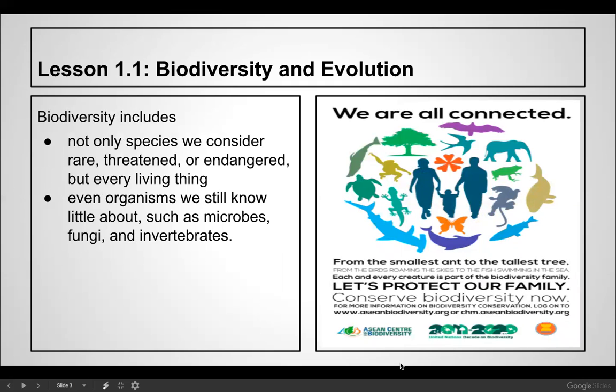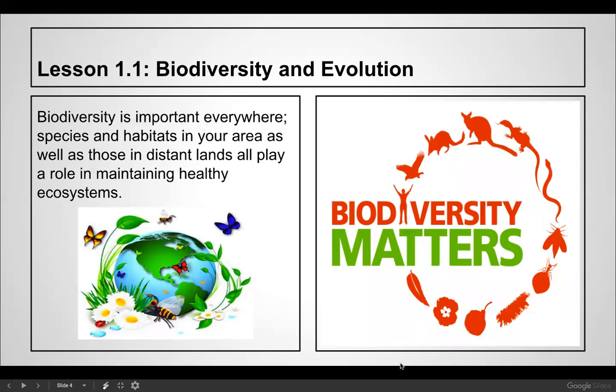So biodiversity includes not only species we consider rare, threatened, or endangered, but everything living, even organisms we still know little about, such as microbes, fungi, invertebrates. Our skin is considered an ecosystem because it has so many different things living on it. Biodiversity is important everywhere. Species and habitats in your area, as well as those in distant lands, all play a role in maintaining healthy ecosystems. It's very important that what's in our ecosystem stays here and that we keep all parts of it because they help keep it in balance.